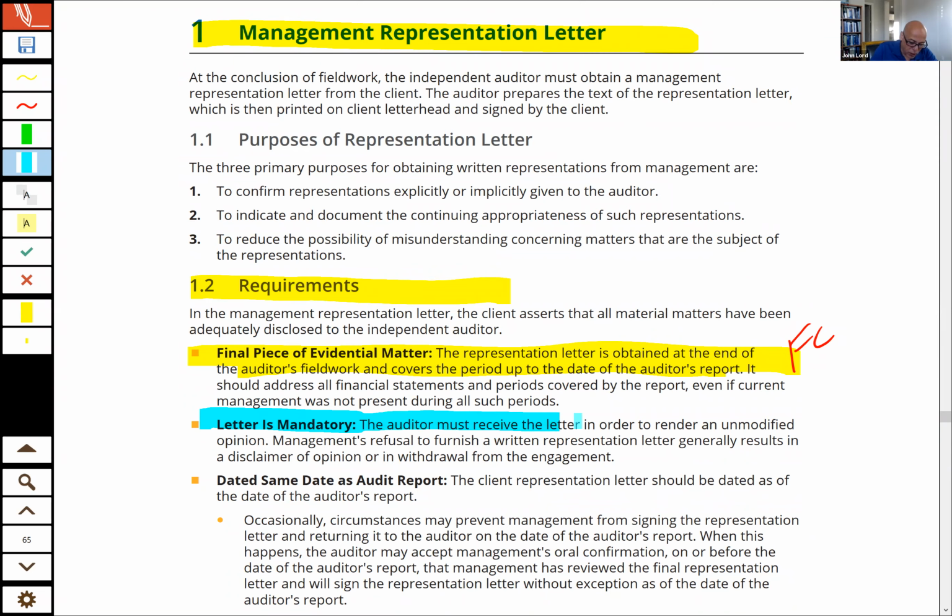Okay, so the auditor must receive the letter in order to get an unmodified opinion. Refusal to furnish such a letter results in a disclaimer of opinion or a withdrawal from the engagement.